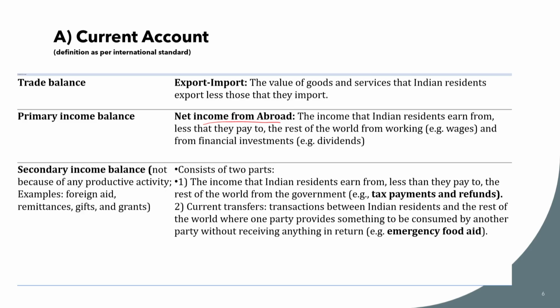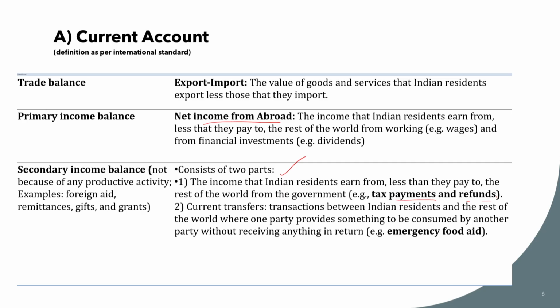Then there is the secondary income balance. Secondary income balance is not because of any productive activity, for example foreign aid, remittances, gifts, grants. It consists of two parts. One is the income that Indian residents earn from, less than they pay to the rest of the world, from the government. That means mainly tax payments and refunds.